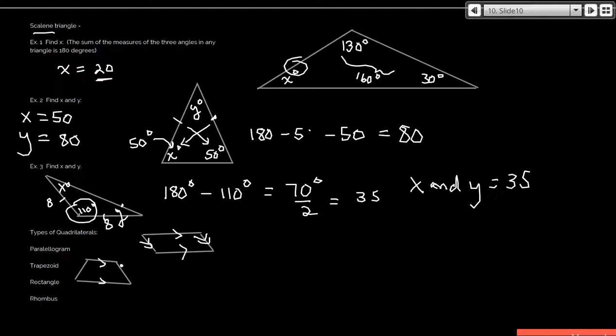A rectangle is a parallelogram with 4 right angles. So here we go, here is our rectangle. It has 4 right angles. So we can mark the right angles like this. And there we go. And a rhombus is an equilateral parallelogram. So here's our rhombus. It's an equilateral parallelogram.